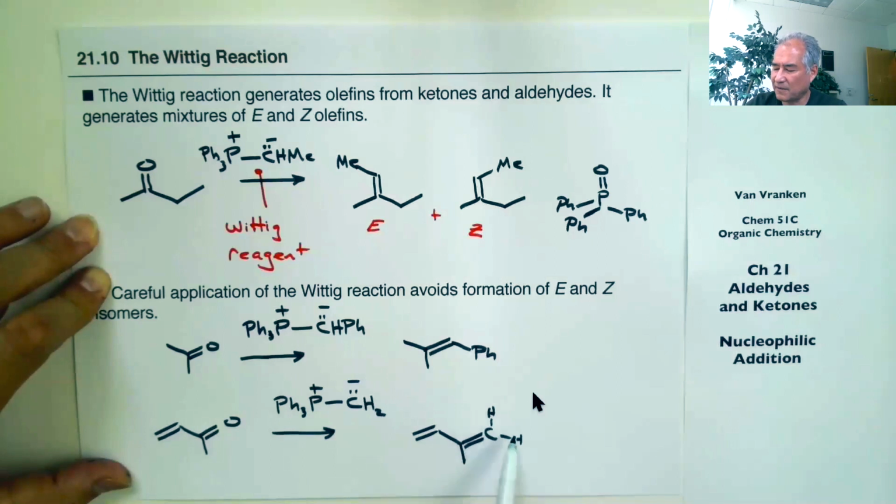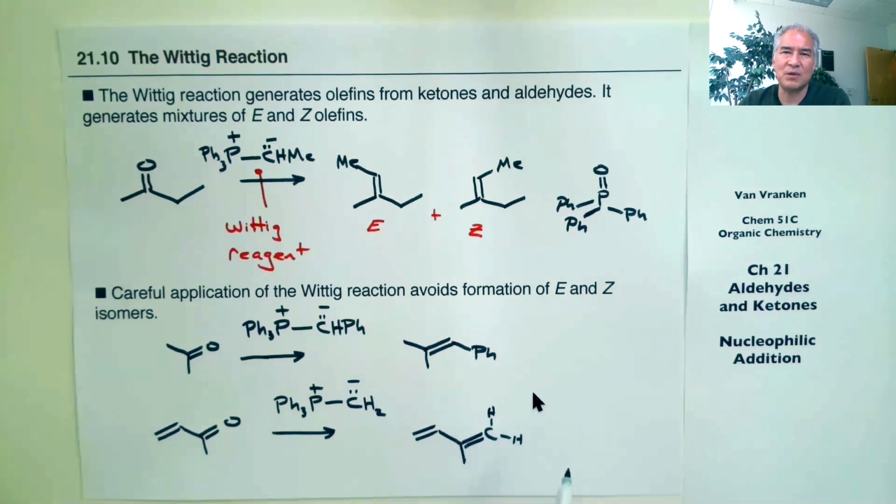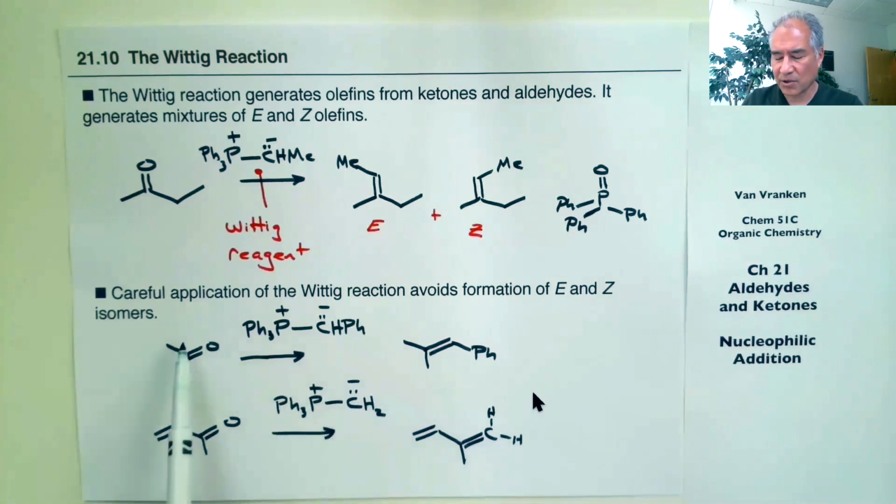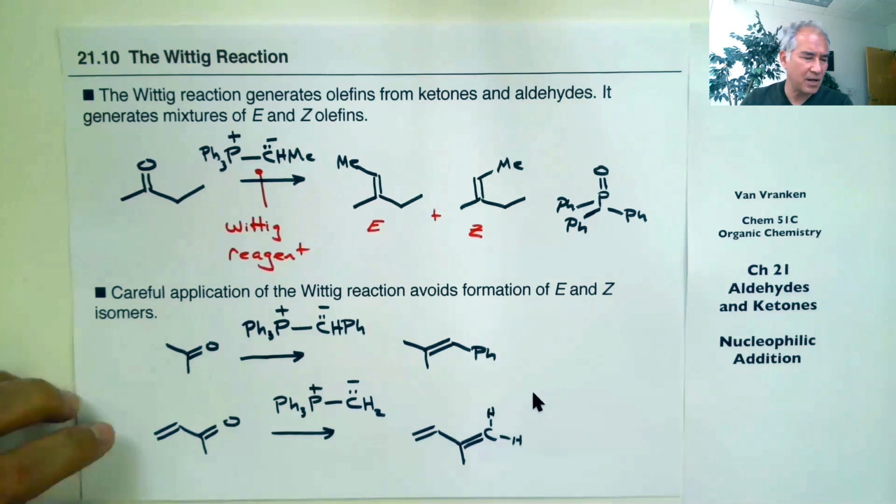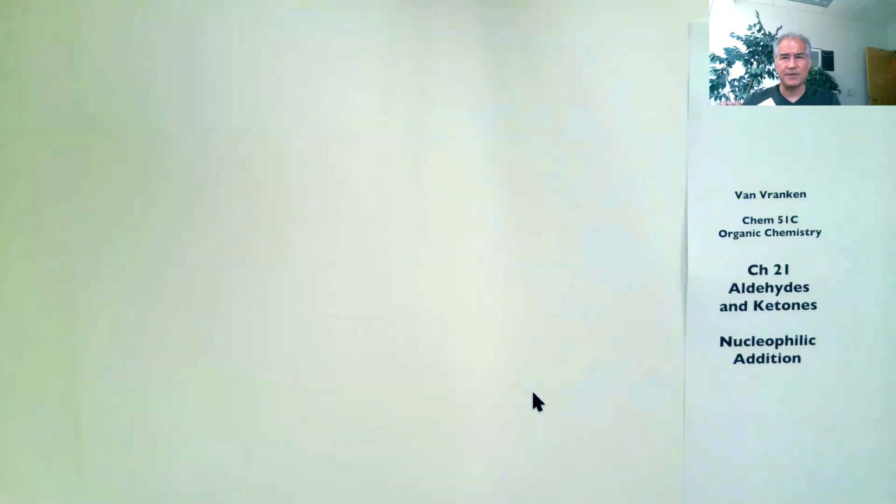Right? Because if I exchange the positions of the H's, you wouldn't be able to tell the difference. So if you're careful about your reagents, careful about either your Wittig reagent or about your starting carbonyl compound, then you can avoid this issue of getting mixtures of E and Z isomers. And no chemist wants to get mixtures of E and Z isomers.